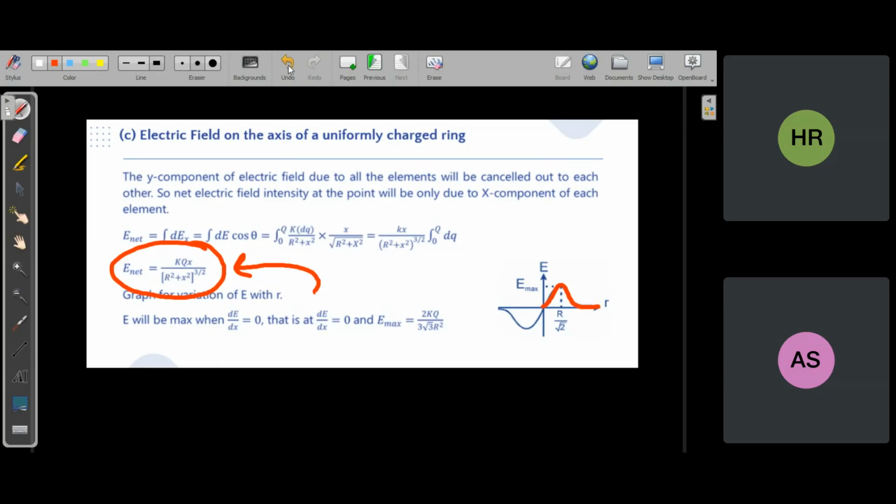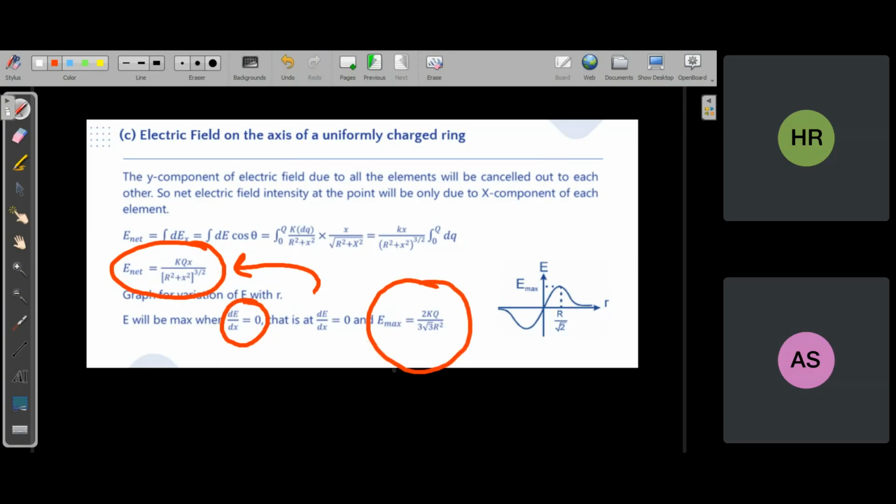Yes, sir. That's why there must be some maximum value. So now you can apply the concept of maxima. You can find the point where it will be maximum and then you can substitute and you will get the maximum value.